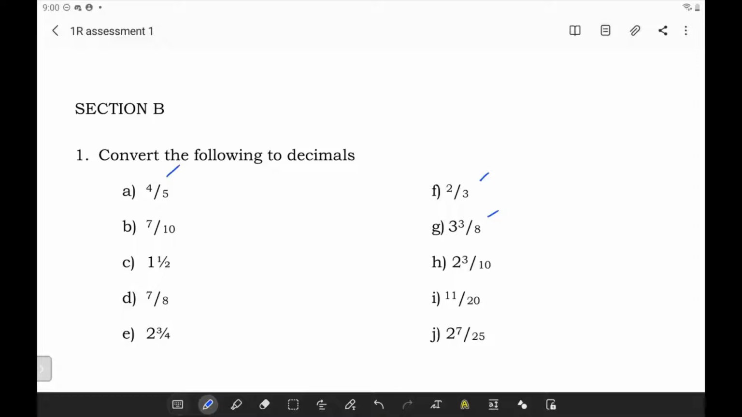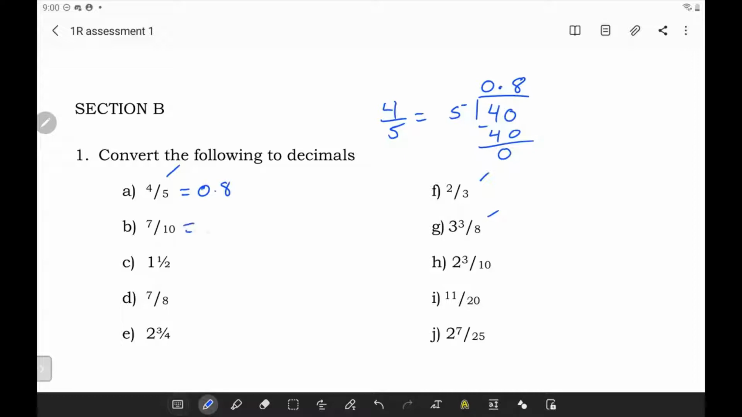So for part A, we have 4 divided by 5, which is the same as doing the long division here. So we do 5 into 4 is 0, put a point, put a 0. 5 into 40 is 8. 8 times 5 is 40. We get a remainder of 0. So therefore, 4 over 5 is 0.8.